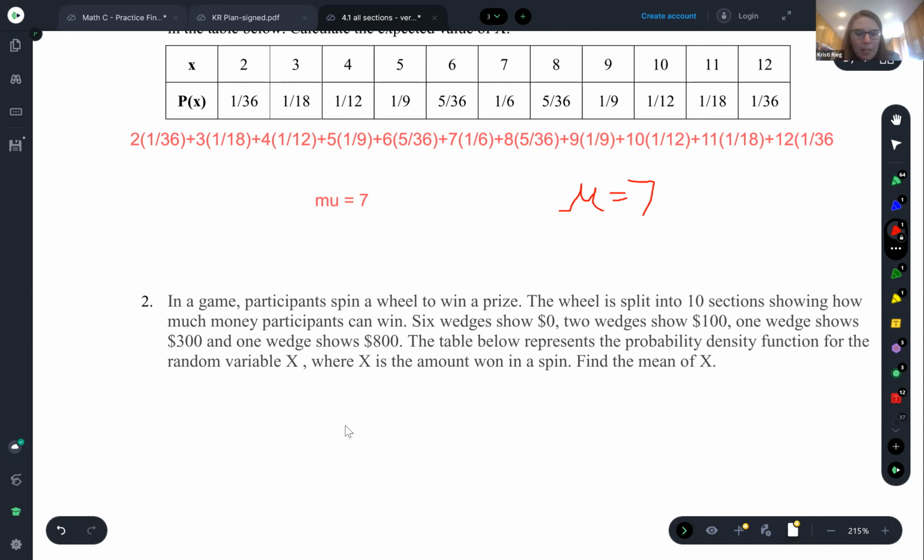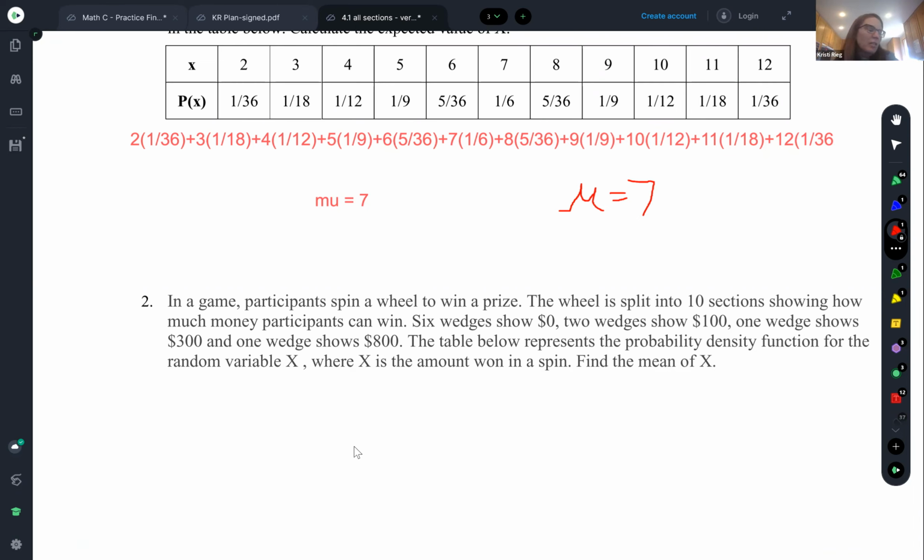Okay. In a game, participants spin a wheel to win a prize. The wheel is split into 10 sections. So you've seen this at the fair or whatever, you spin it, or like a health fair kind of thing. They always have those wheels where you can get prizes. And this one has 10 sections. And I've never seen a festival that gave me $800.